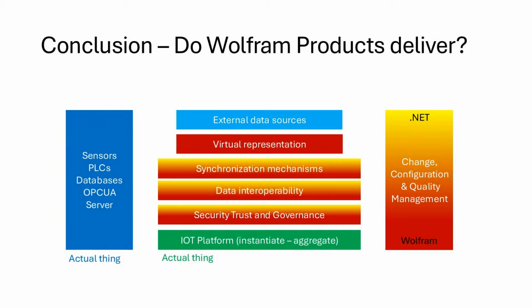So what we've shown is communication can occur with external data sources. Virtual representations can be built in System Modeler and Mathematica. Wolfram's OPC UA and TCP/IP can be used for synchronization and communication. Data is made interoperable by the use of the OPC UA standard. We also have security, trust, and governance provided by OPC UA communications. And the IoT platform allows us to Dockerize, instantiate, and aggregate the results.